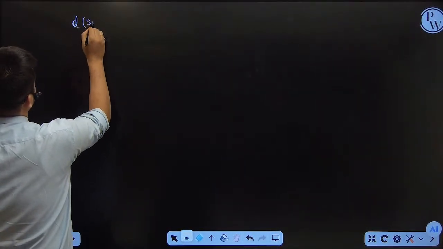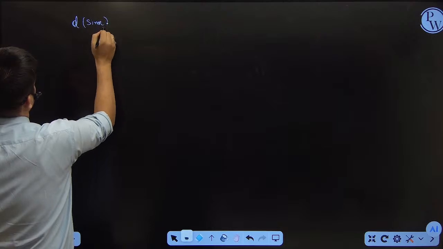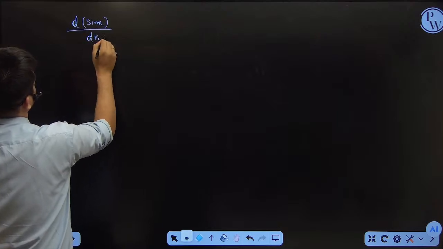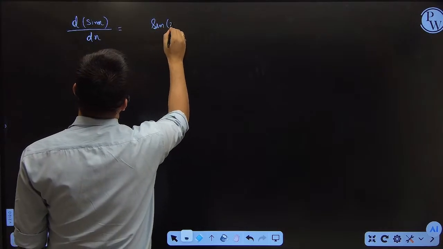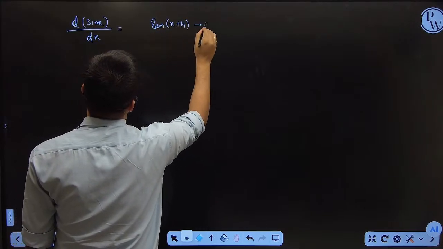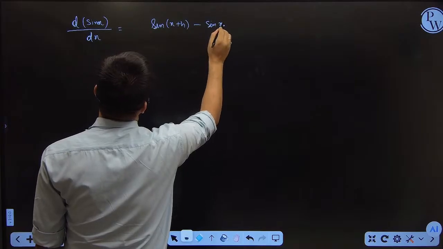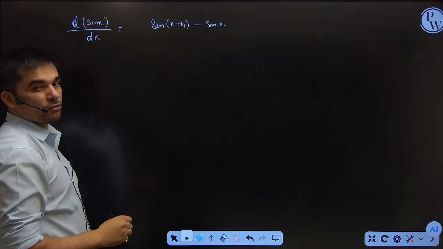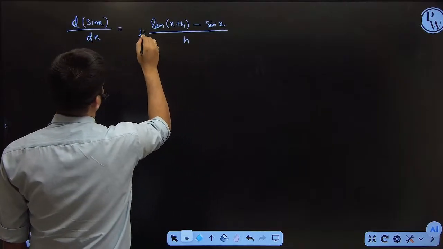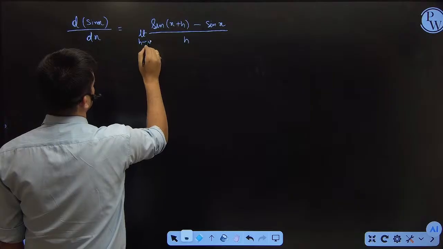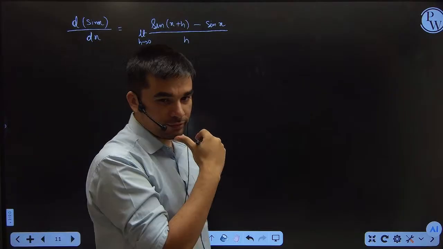d of sine x with respect to x. How can we write this as? Sine of x plus h minus sine of x, that is f of x plus h minus f of x, whole divided by h, limit h tending to 0. Now this is what we have to factorize.